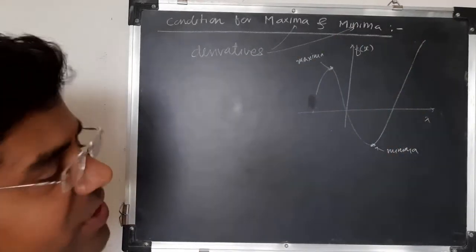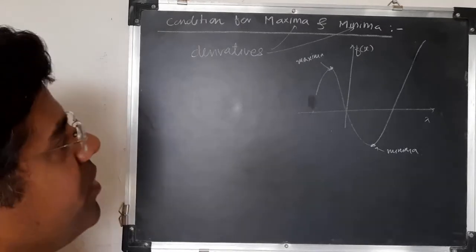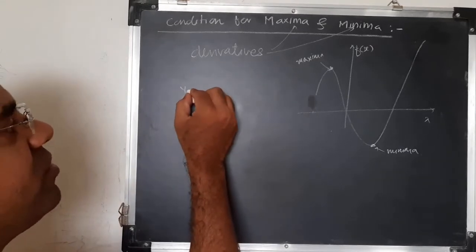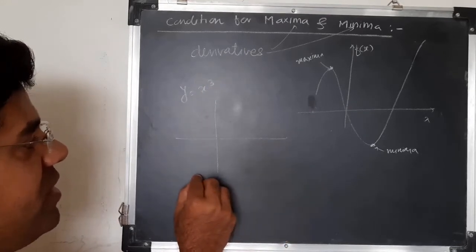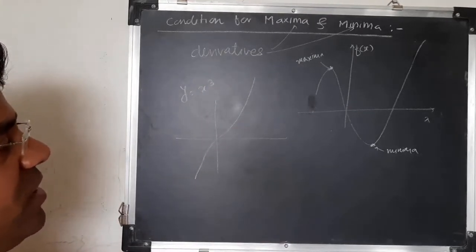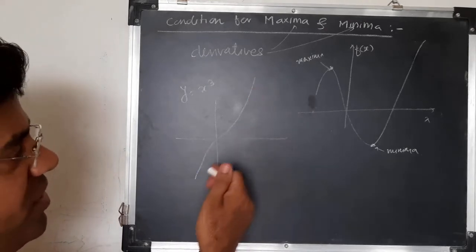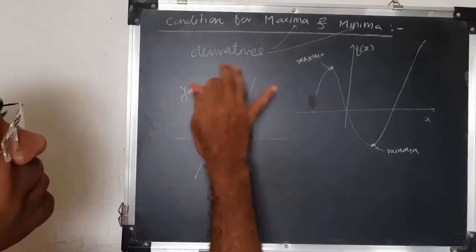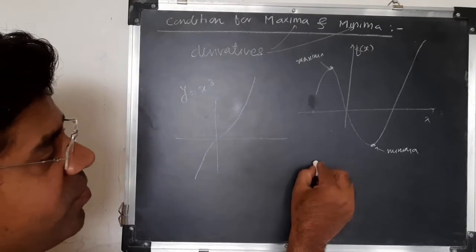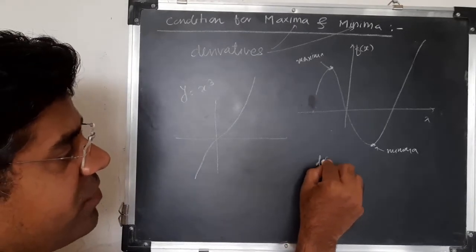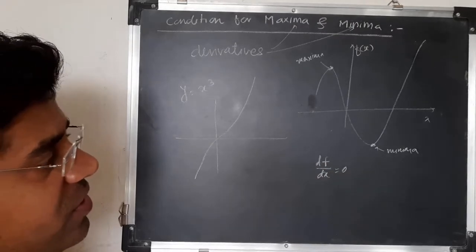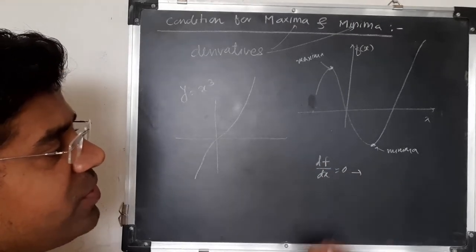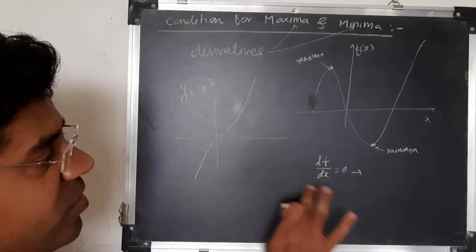In some functions there is no maximum or minimum point, just like y is equal to x cube. The nature of the graph is like this, so there is no sudden turning point. The derivative df by dx is equal to 0 at one particular point, and that is nothing but your stationary point. We will come to that point.